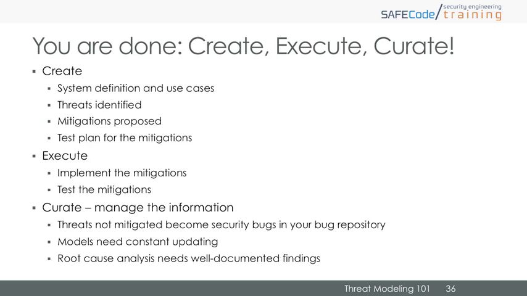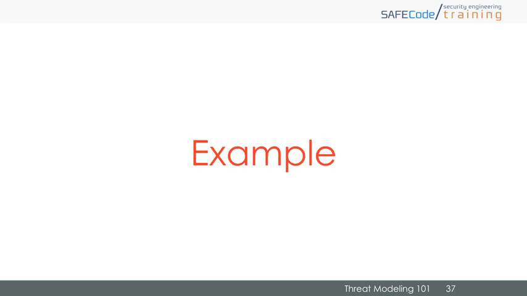follow and utilize. Once the mitigations are executed and verified, those threats that did not get addressed need to be well documented for future mitigation. All the information needs to be kept up to date so that the next round of modeling can benefit from it. Let's demonstrate the whole process with a quick example.